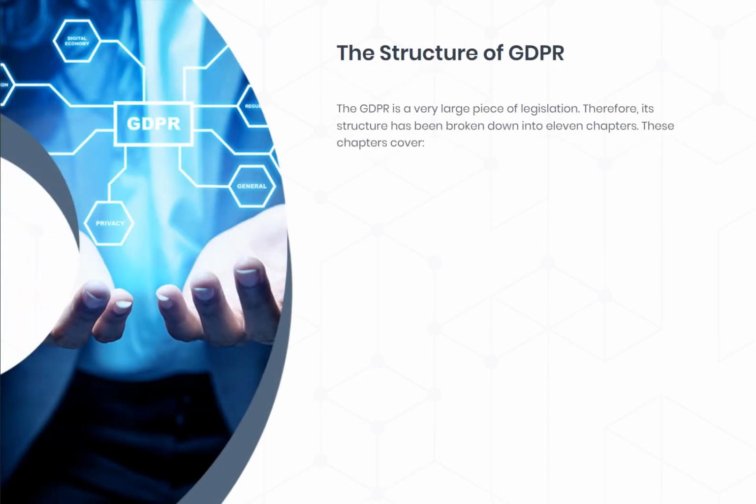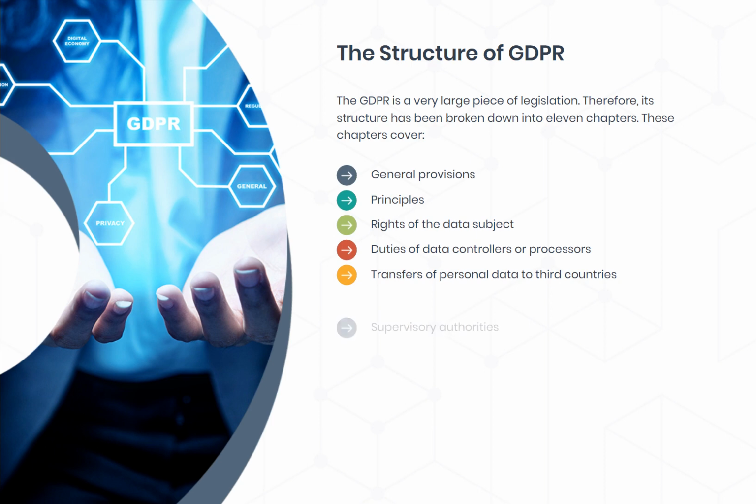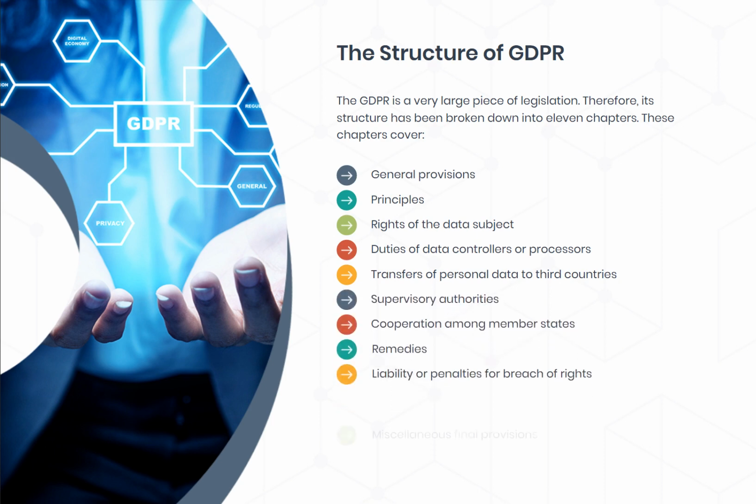The structure of GDPR. The GDPR is a very large piece of legislation. Therefore, its structure has been broken down into 11 chapters. These chapters cover general provisions, principles, rights of the data subject, duties of data controllers or processors, transfers of personal data to third countries, supervisory authorities, cooperation among member states, remedies, liability or penalties for breach of rights, miscellaneous final provisions.